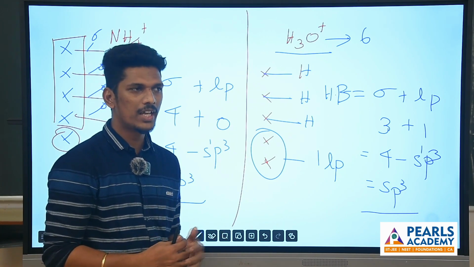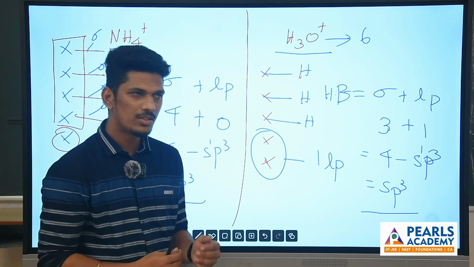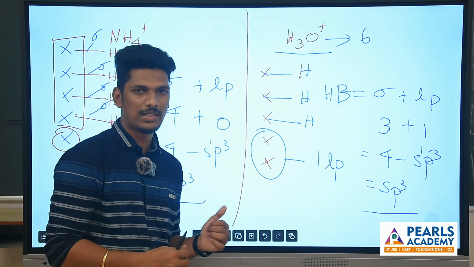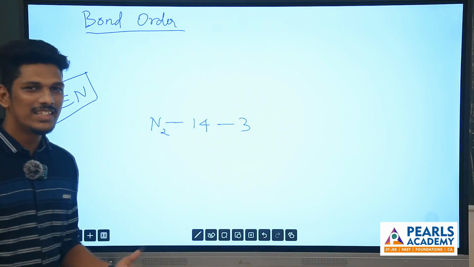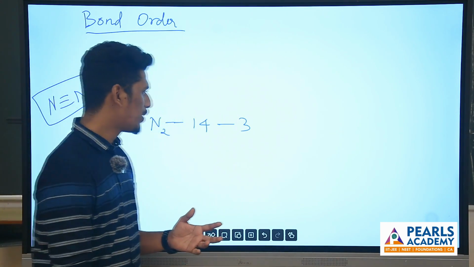We'll see the tricks to find bond order and tricks to find magnetism in upcoming slides. Okay, now we will see the bond order trick. It is very easy and so interesting. So we will see one by one.